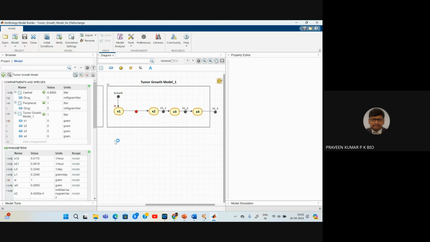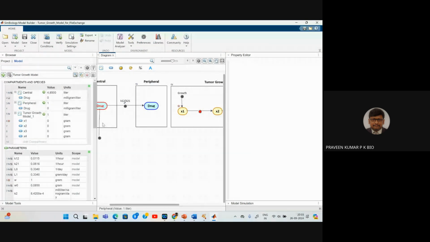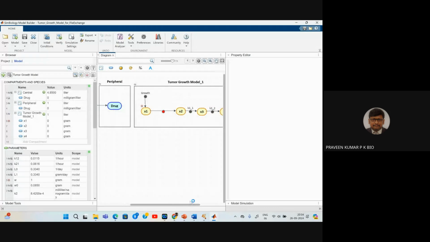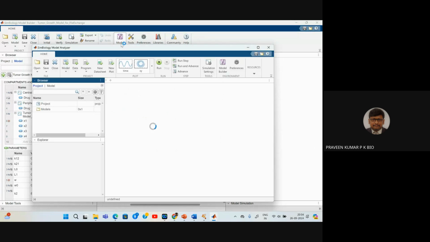If this is for an animal model, you can feed those values and check how much drug is utilized in a particular central compartment. Like in the central compartment, if you're targeting liver cancer, how much drug is taken in the liver, and how much drug is taken in the blood in the form of a peripheral compartment, and we can also study the growth model, etc. Whatever we study with animals or humans, we can simulate here using this SimBiology tool present in MATLAB.